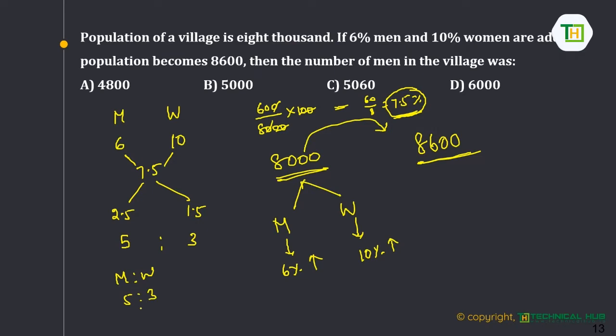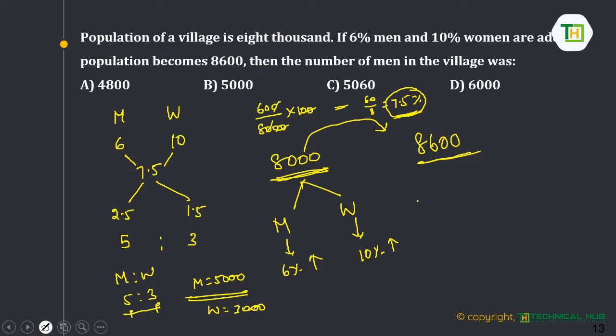Okay, so the total men plus women is 8,000 and in this men and women are in the ratio 5:3. So men is 5 parts and women are 3 parts. So the total is 8 parts. So 8 parts is equal to 8,000. Then men will be equal to 5,000. Okay, women is equal to 3,000. This is the initial strength of men and women in that 8,000.